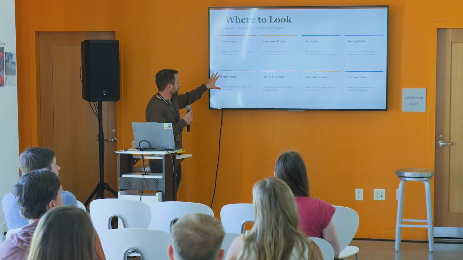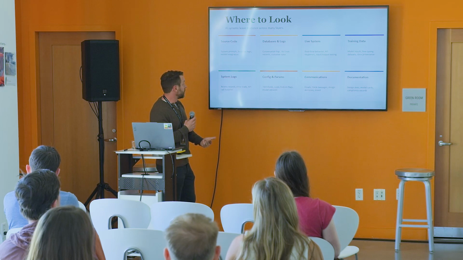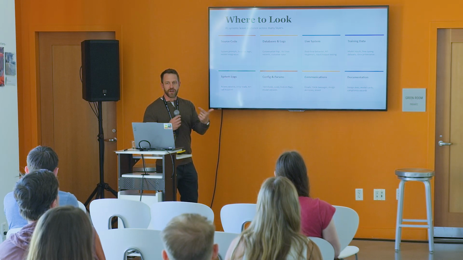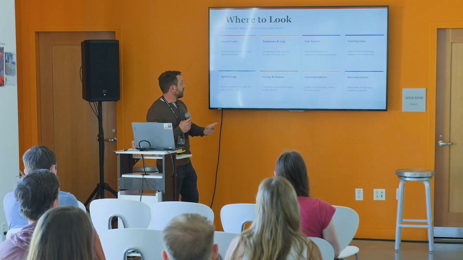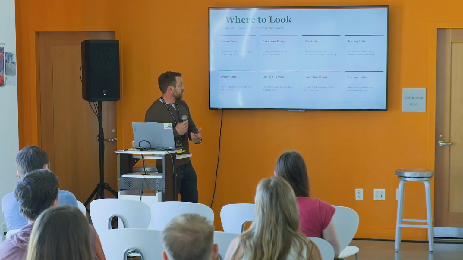So we can look in a number of places. We can look at the source code. So how was this trained? How was it developed? We could look at the database and logs. Is there a pattern of this occurring for certain zip codes? Are there logs that indicate why it made this decision? So certain explainable systems will give you that information.